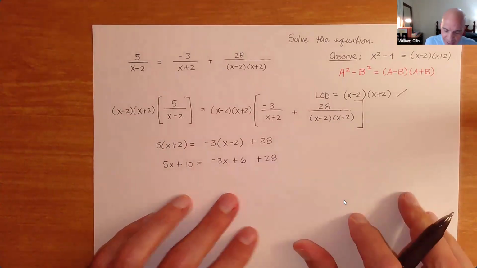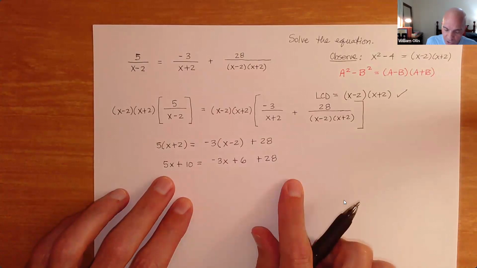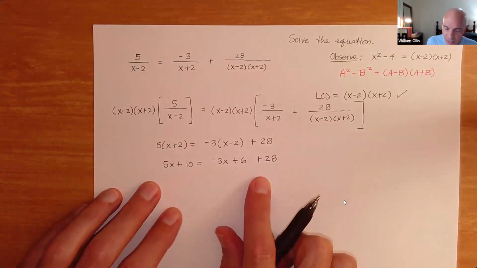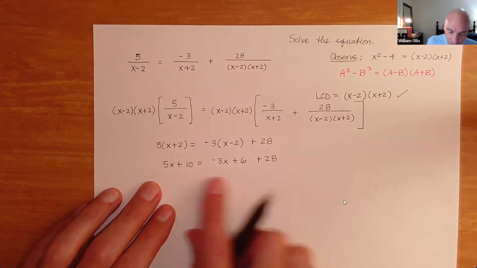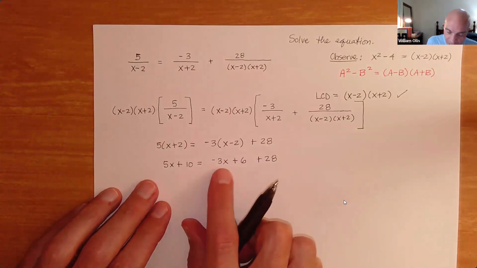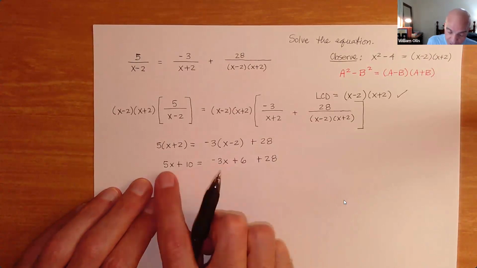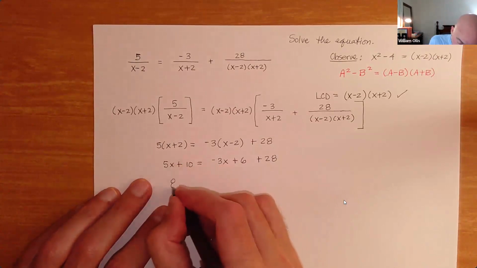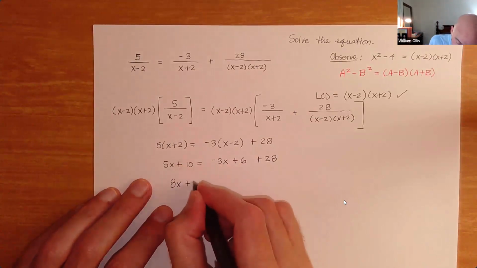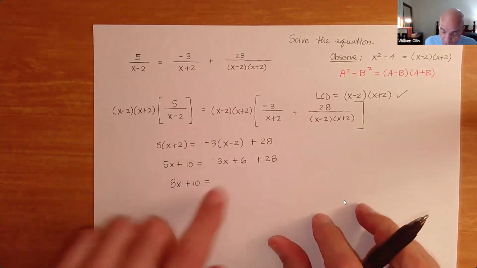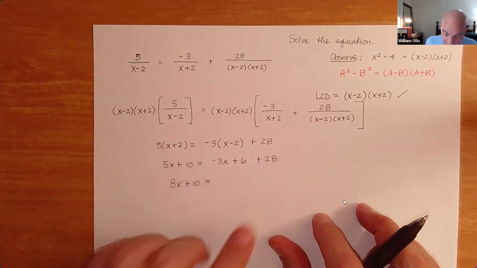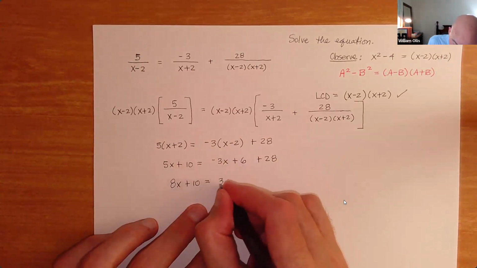So now we're really getting into some very simple equations here. Now, at this point, this is completely up to you. If you like, we can go ahead and add the 3x to both sides and get a 3 plus a 5, which is an 8x plus a 10. And then, of course, we could add the 6 and the 28 to get a 34.